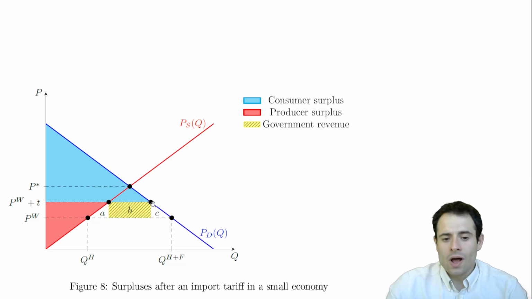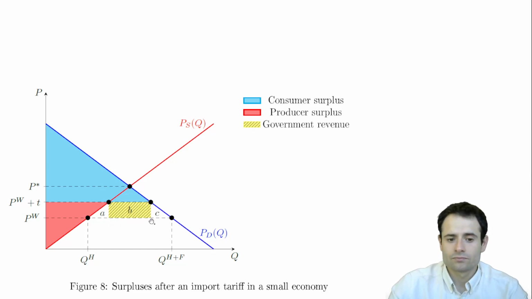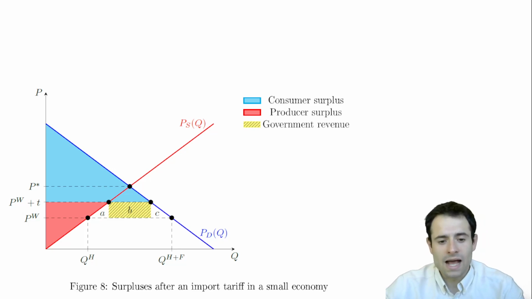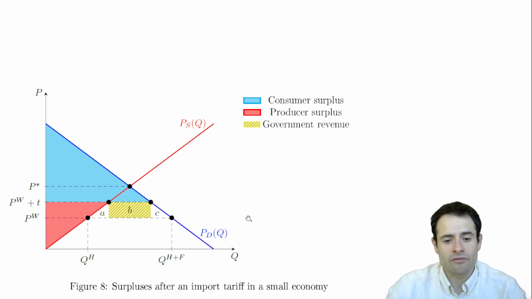The government is taxing imports only. So, the government revenue will be equal to T, this distance, times the amount that is imported. At this price, consumers are going to import an amount equal to the difference between the demand here and the supply. So area B is going to be the government revenue. Now, let's add up all the surpluses and compare with the no import tariff case.